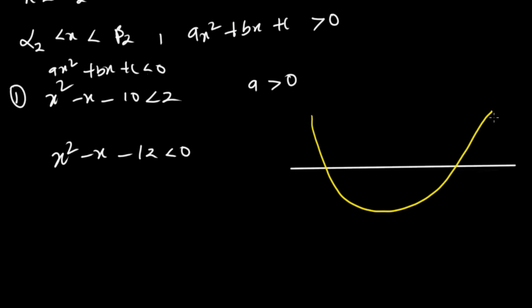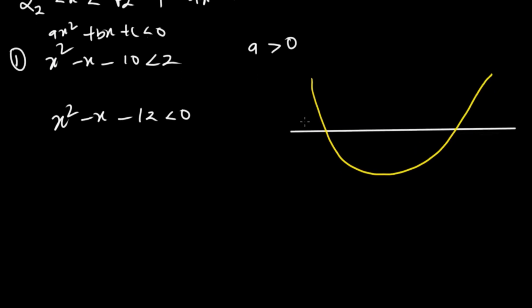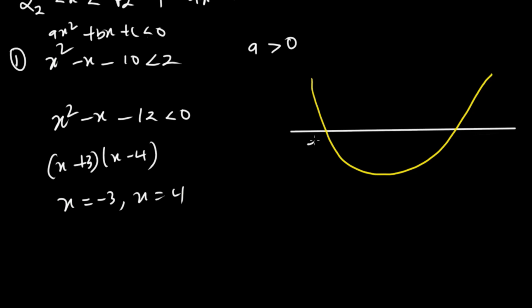So we know that for this particular expression, we have this type of graph. So the next thing we have to do is to find the root of this expression. So first we factorize, and how do we factorize this? We are going to have this to be x plus 3, x minus 4. So we have x equal to negative 3 and x equal to 4. So for this particular graph, I have my first root to be negative 3 and second root to be 4.